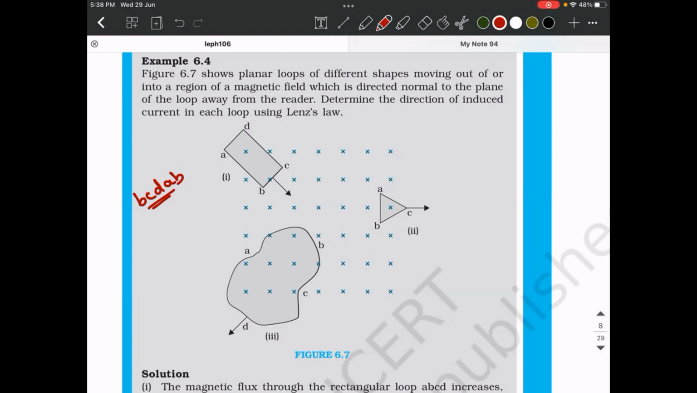Is it clear? Sure. So the first point is clear. Your north pole, you are convinced. You understood that flux is increasing. Convinced with that? Because it is entering into the field, flux is increasing.